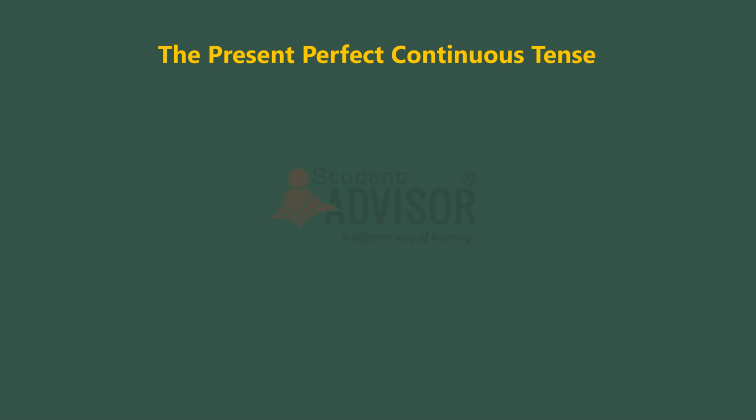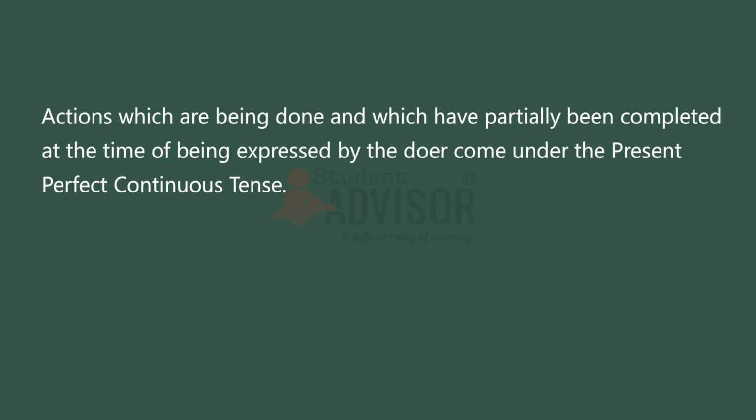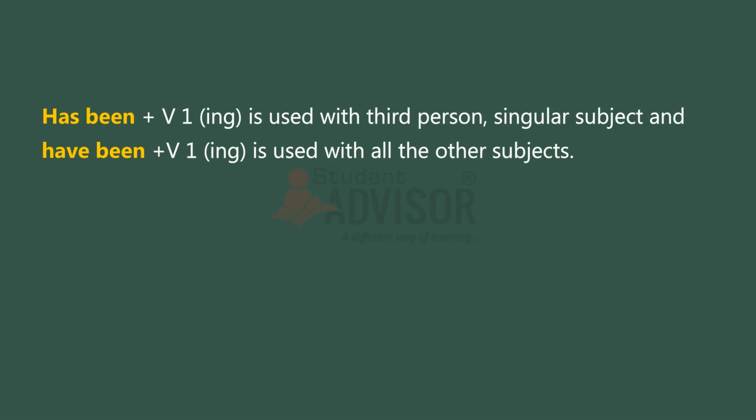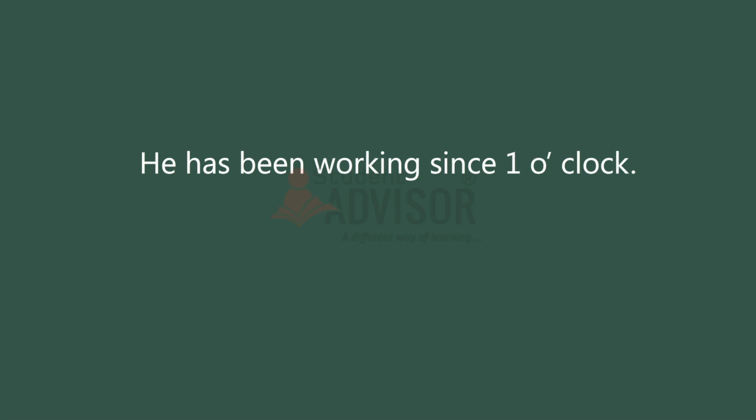The present perfect continuous tense. Actions which are being done and which have partially been completed at the time of being expressed by the doer come under the present perfect continuous tense. Some rules to be kept in mind while writing sentences using this tense. Has been plus V1 ing is used with third person singular subject and have been plus V1 ing is used with all the other subjects. He has been working since 1 o'clock.